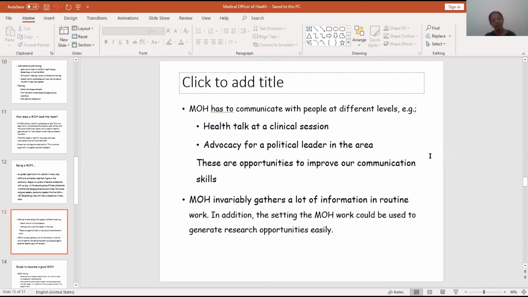And MOH invariably gathers a lot of information in routine work. So take the chance to use this information. In addition, the MOH work setting can be used to generate research opportunities easily. There are enough resources in the MOH area. So try your best to do research as an MOH. It's very easy for an MOH to do research.